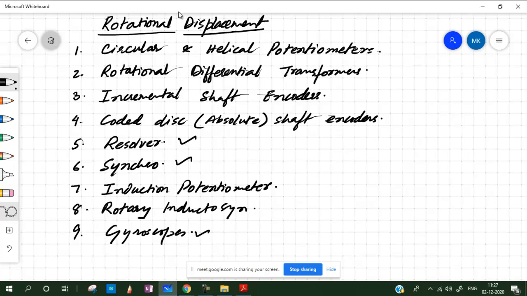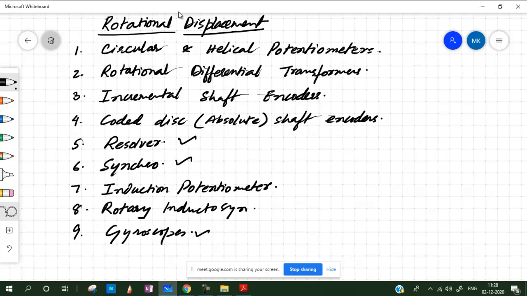Then we have resolvers and synchros. They are more electrical in nature, I would say, rather than electronic like the incremental shaft ones. But they are also very popular, and they have been used particularly in defense, in aircraft, in submarines, and mostly in defense. They have been used over a long period now, but obviously they are also being improved upon.